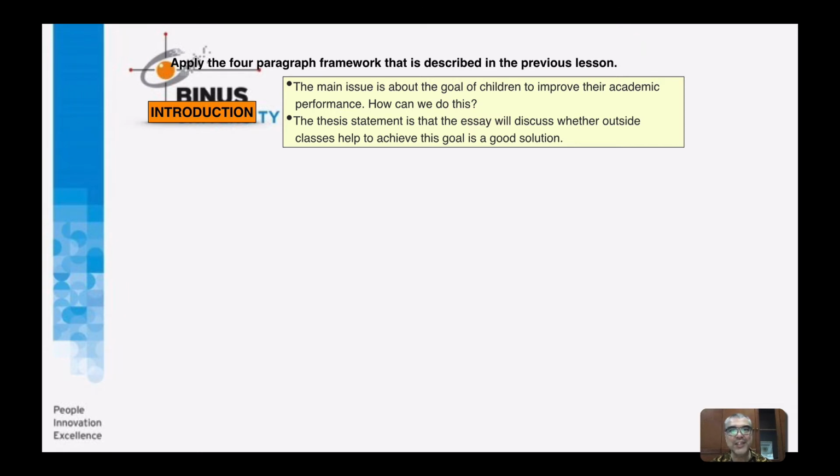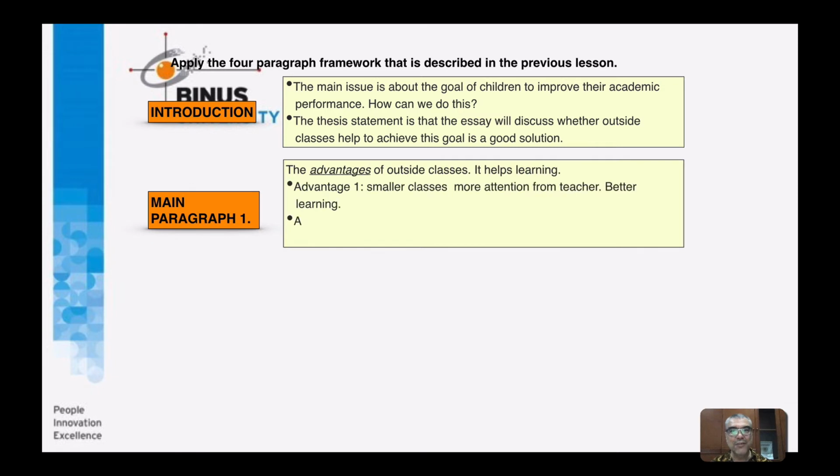After the introduction, it's now time for main paragraph 1. Remember the key words? One of them was advantages, and it is important that in the main idea we discuss the advantages of extra classes and how they can or might help academic performance. That will be the main idea for paragraph 1. And for the supporting points, we need to brainstorm some advantages.